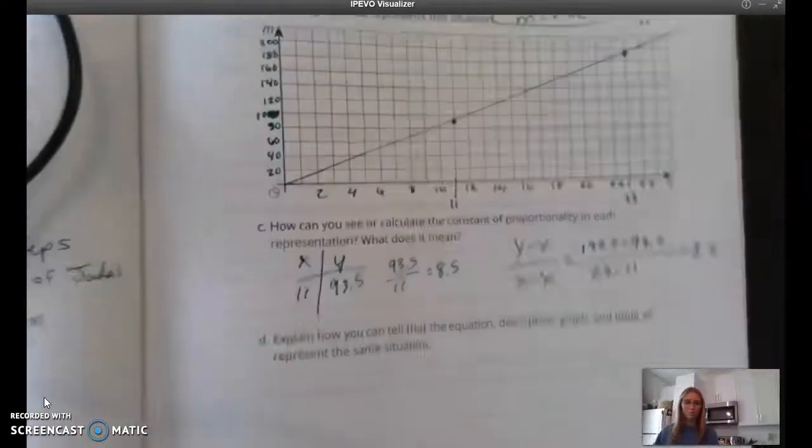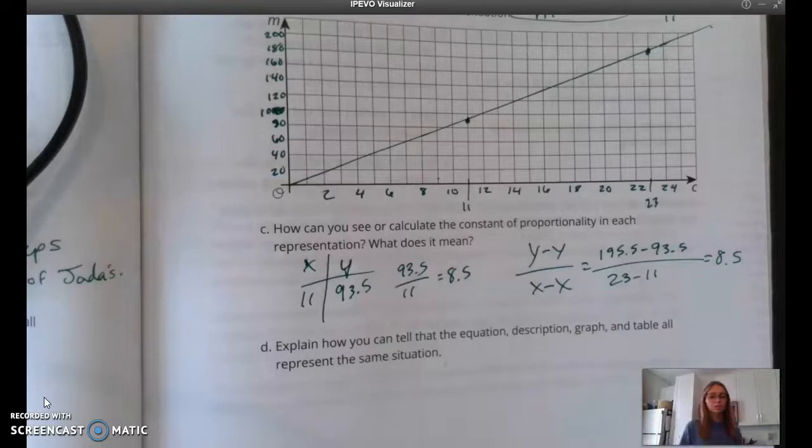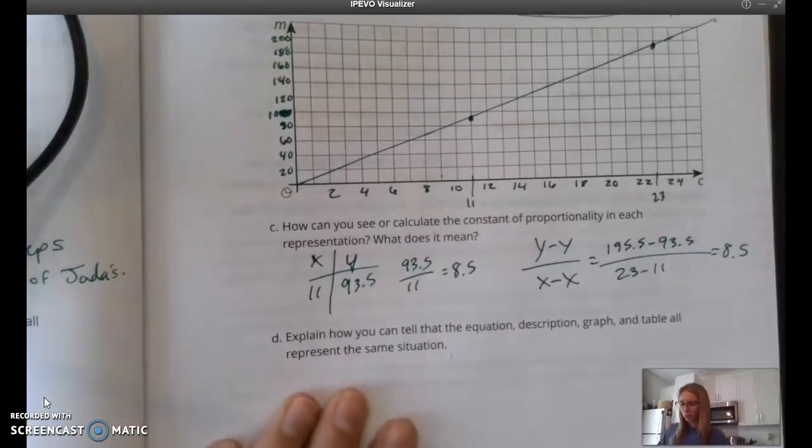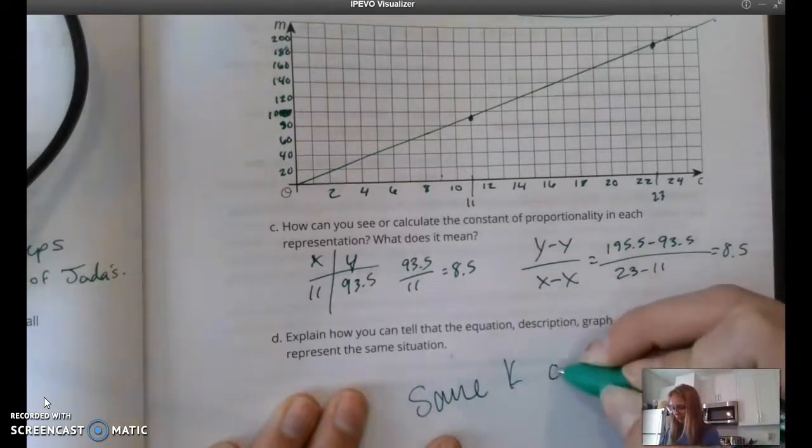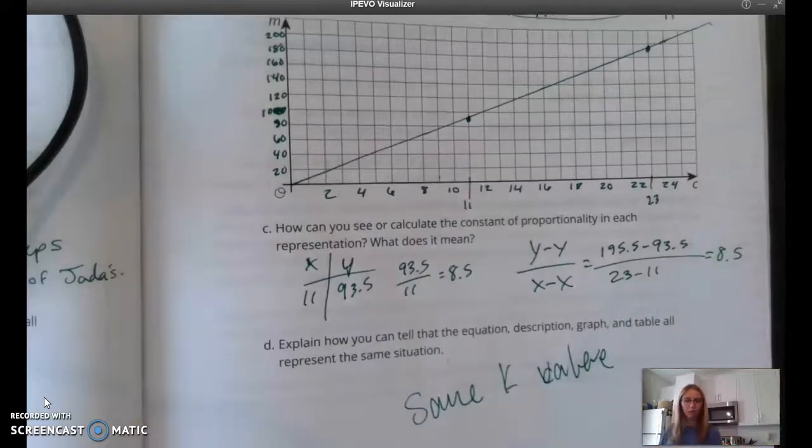Alright. Now at the end it says, explain how you can tell the equation, description, and all that represent the same situation. Well, they have the same k value again. And that is how we know.